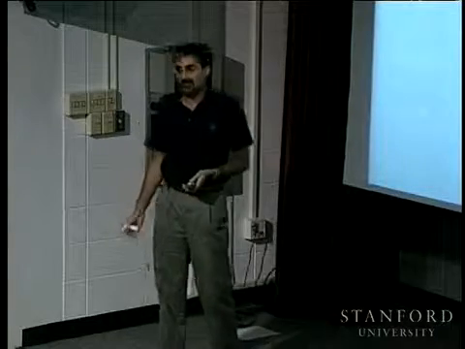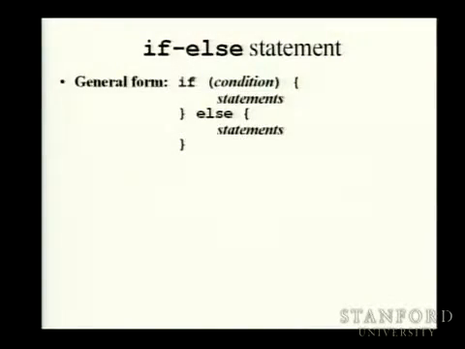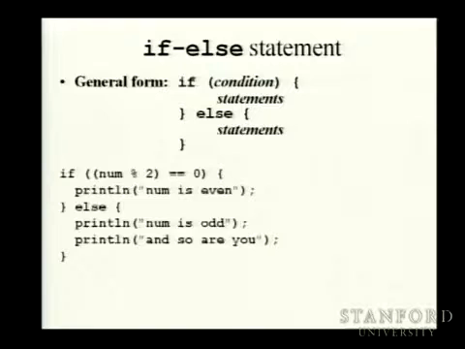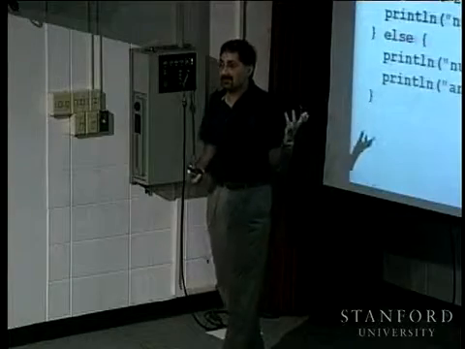We have the if-else, just like Carol, right? Same kind of thing going on here. We have some condition. Either we do the statements or we do the else part if the condition is false. So if the remainder of num divided by 2 is 0, we say num is even. Or if the remainder is 0, and if it's not, then we know it's odd, and so we write out num is odd, and so are you. All right? So not a whole lot of excitement going on there. You saw this in Carol. Same thing exists in Java.